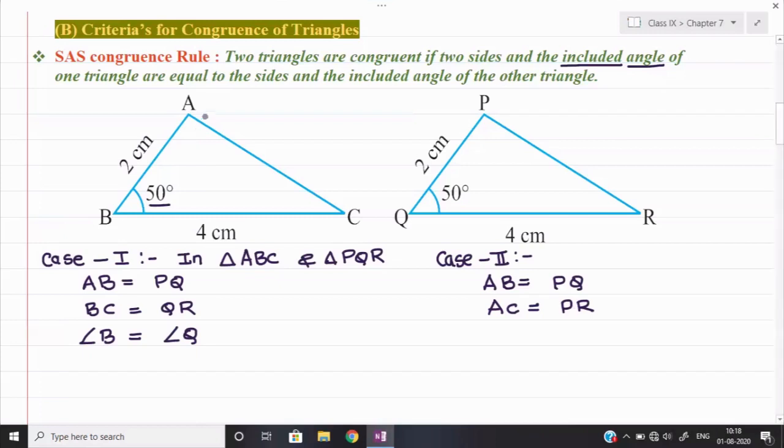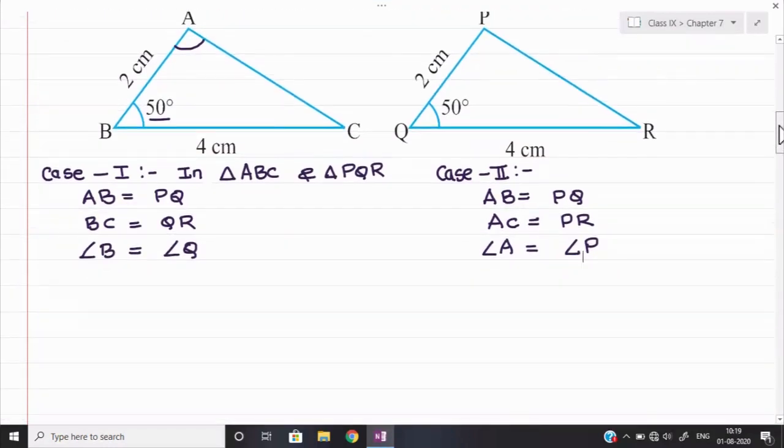So which angle is there between AB and AC? That is angle A. So we require here angle A is equal to the angle between PQ and PR, that is angle P. Okay, so angle A and angle P should be equal over here, right? Then we can say that yes, side angle side will be applicable. Let us see one more case which is possible under the side angle side theorem.